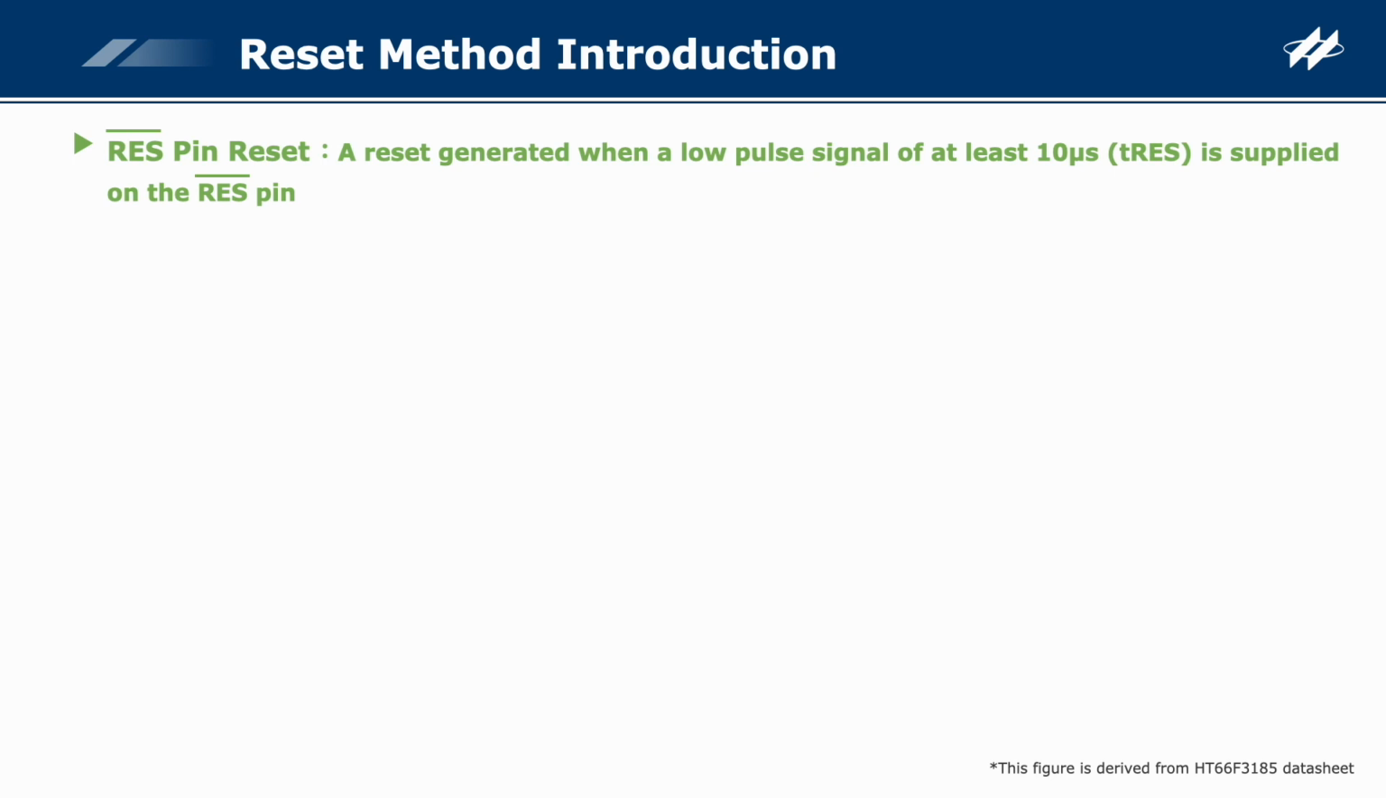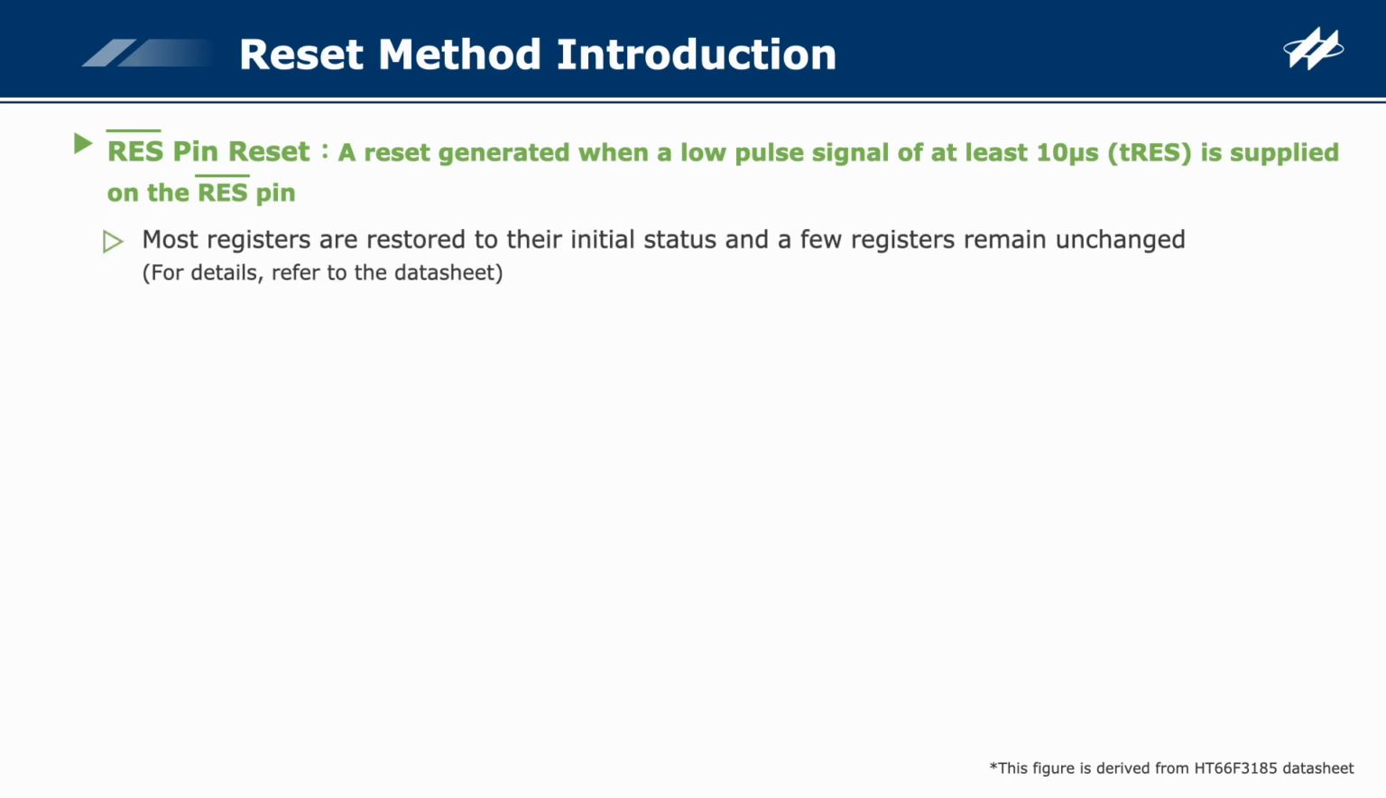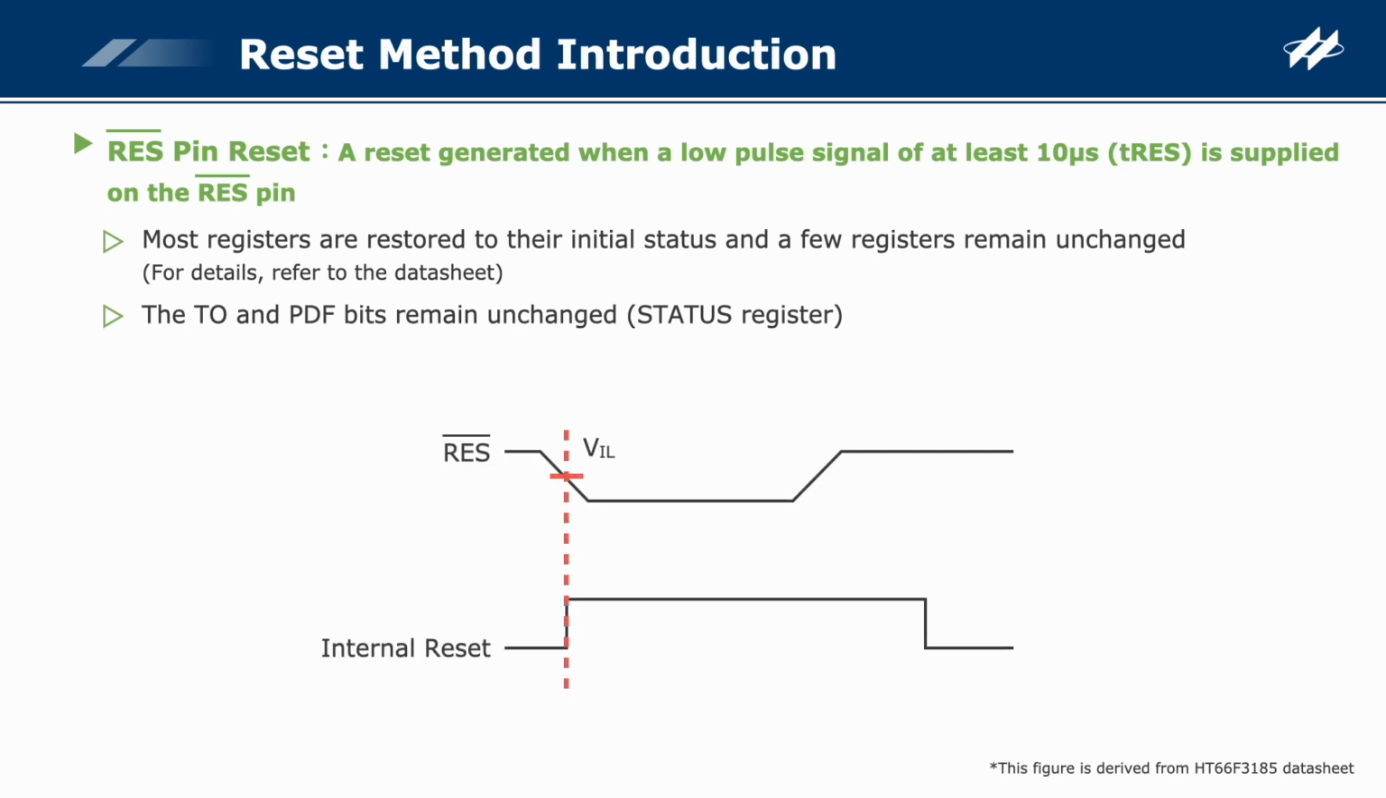The reset pin reset is a reset generated when a low pulse signal of at least 10 microseconds is supplied on the reset pin. After reset, most registers will be restored to their initial status, and a few registers will remain unchanged. At the same time, the watchdog timeout flag TO and power down flag PDF will remain unchanged. As shown in the figure, when a low level is supplied on the reset pin for at least 10 microseconds, the MCU will be reset. When the reset pin rises to a certain voltage, the MCU will restore to normal operation after at least 16 milliseconds.